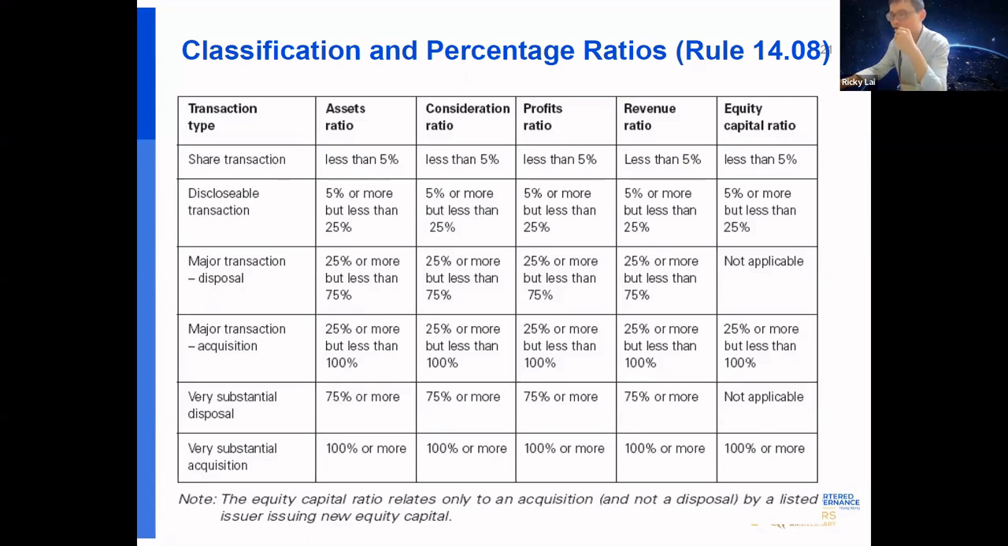Discloseable means 5% or more, but less than 25%. Major includes disposal and acquisition. Major disposal means less than 75%, major acquisition means less than 100%, with more than 75% and 100% respectively, that is VSD and VSA.